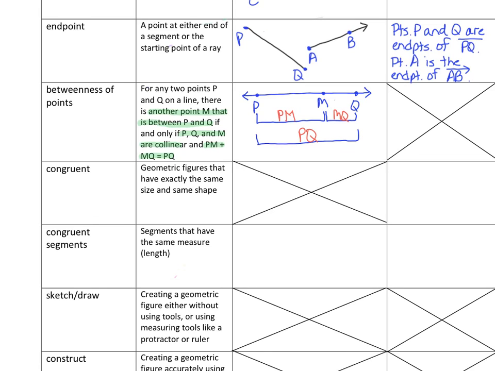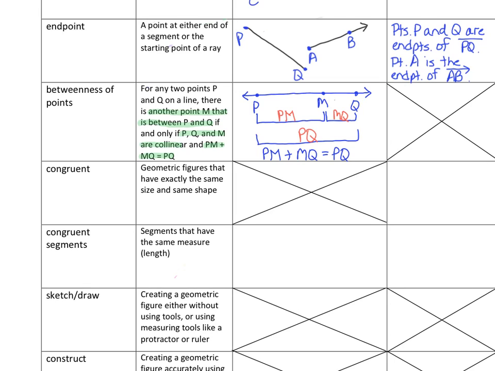So think back to when you first learned about addition. Addition is adding two parts to get a total. Well, for us in geometry, if we're looking at a segment, we could say that one part, or PM, plus the other part, MQ, would give me my total PQ. So that's what betweenness means. Main thing is that those points have to be on the same line.